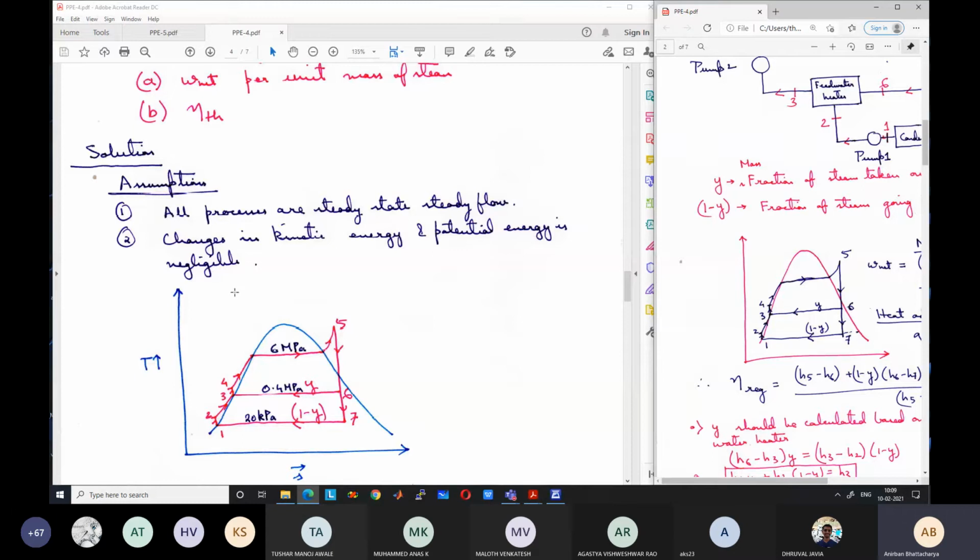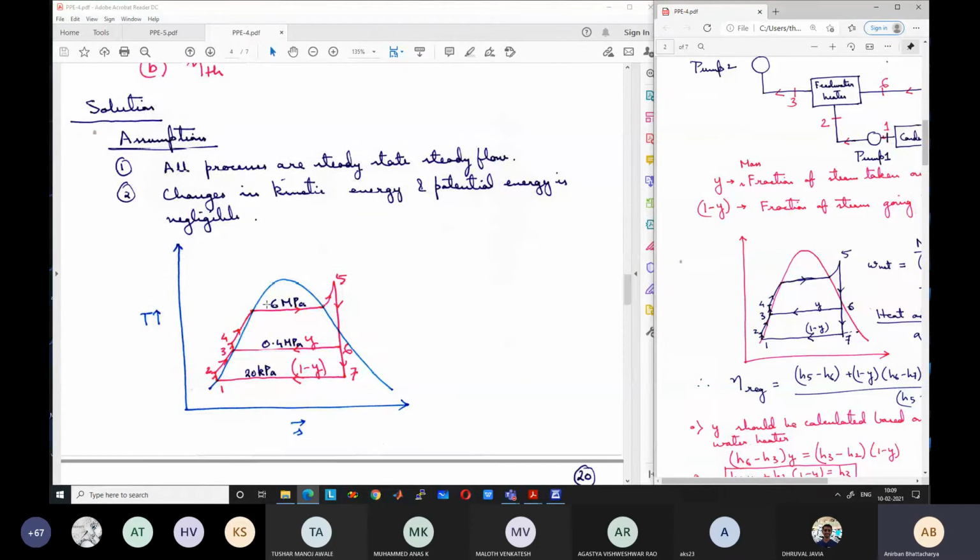Okay. So with this now we can draw the TS diagram, and the TS diagram looks like this. So 1 to 2 we have the compression in the pump. 1 is at 20 kPa pressure. From 2 to 3 is the heat addition occurring in the feed water heater. So the point 3 is given as saturated liquid, so it is on the blue line on the saturation curve, at 0.4 MPa pressure, which is also given to us.